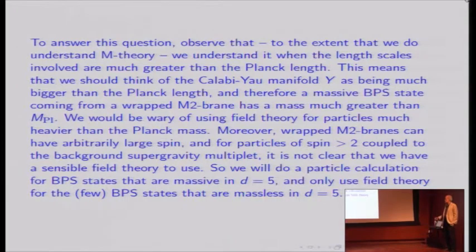I'm actually only going to do the calculation in front of you for the massive case, which means all but finitely many of the infinitely many BPS states. There are these massless stragglers. You see, if a particle is massless, that means its Compton wavelength is big, and field theory is good. After all, why do we know about field theory? Well, we know about field theory because it's good at long distances, and we make our observations at long distances.